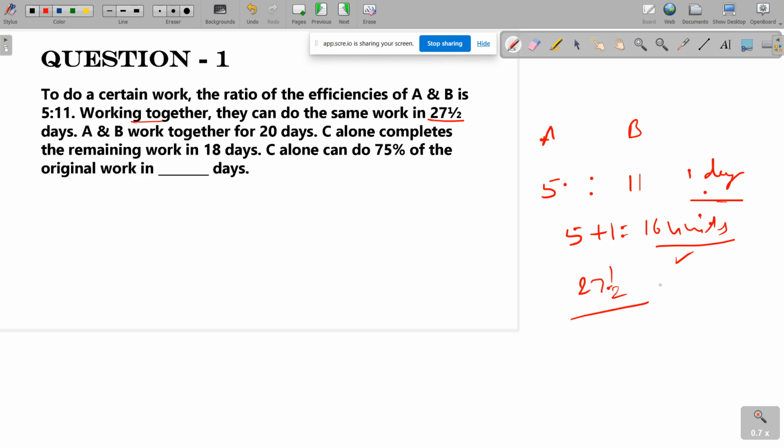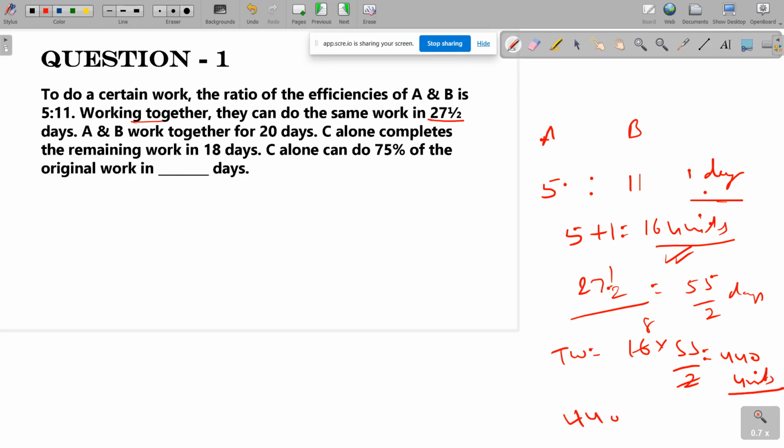So how much is the total work? First we need to identify how much work is to be done. 27 and a half can be written as 55 upon 2 days, and in one day they are completing 16 units. So the total work is 16 into 55 upon 2, which goes to 8 into 55, that is 440 units. The work they complete in 27 and a half days is 440 units. It is our complete total work.